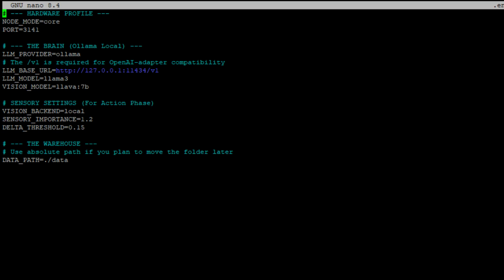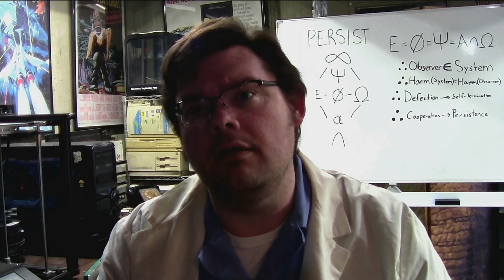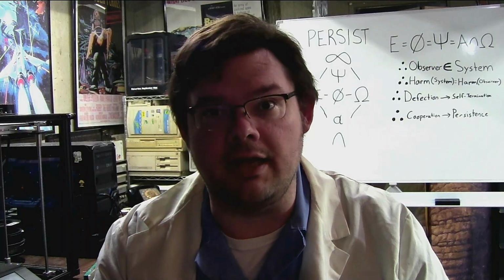Create a file called .env in the root folder. Node mode, core, means we're running the full brain. Caching, dreaming, the works. The vision model is LLaVA. If you're on lighter hardware, you can use Moondream instead. That's configuration. Let's ignite.